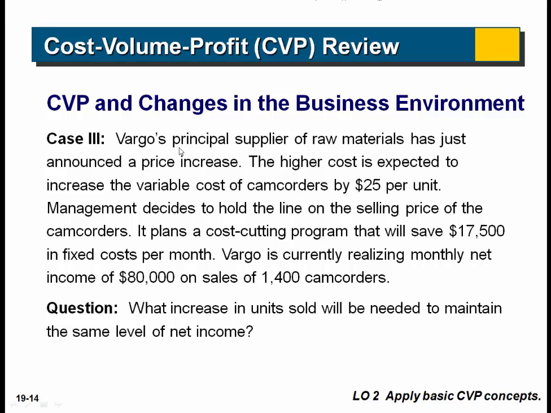Let's look at one more. Vargo's principal supplier of raw materials has just announced a price increase. The higher cost is expected to increase the variable cost of camcorders $25 per unit. Management decides to hold the line on selling price. It plans a cost-cutting program that will save $17,000 in fixed costs per month. Vargo is currently realizing net income of $80,000 on sales of 1,400 camcorders. What increase in units sold would be needed to maintain that net income?